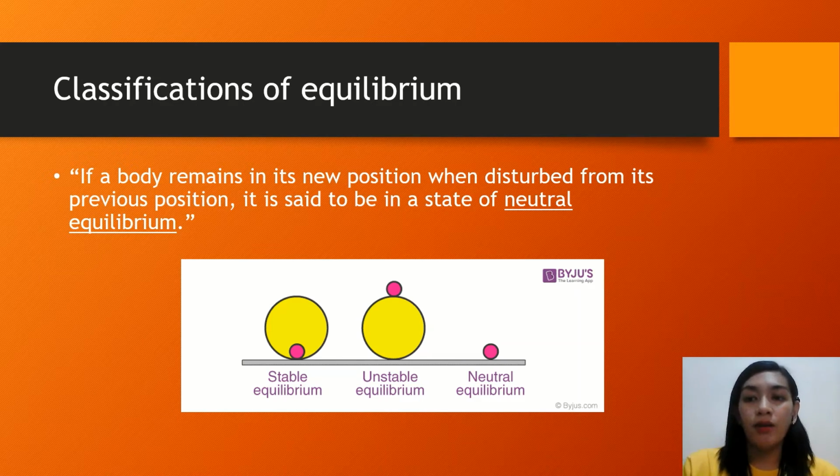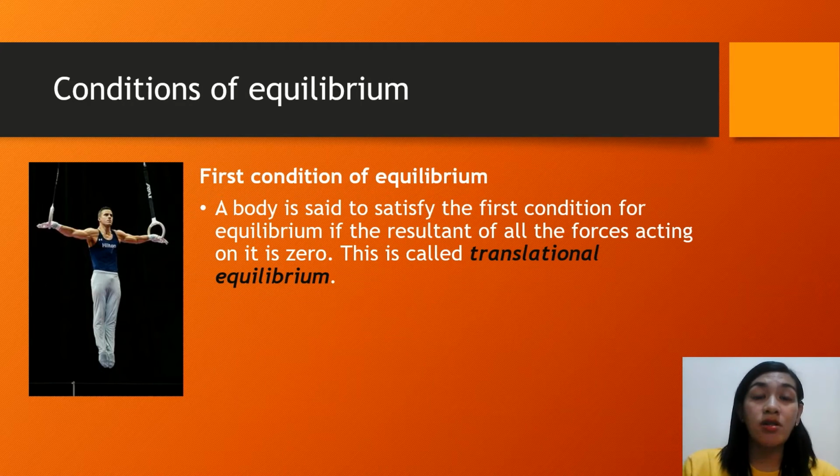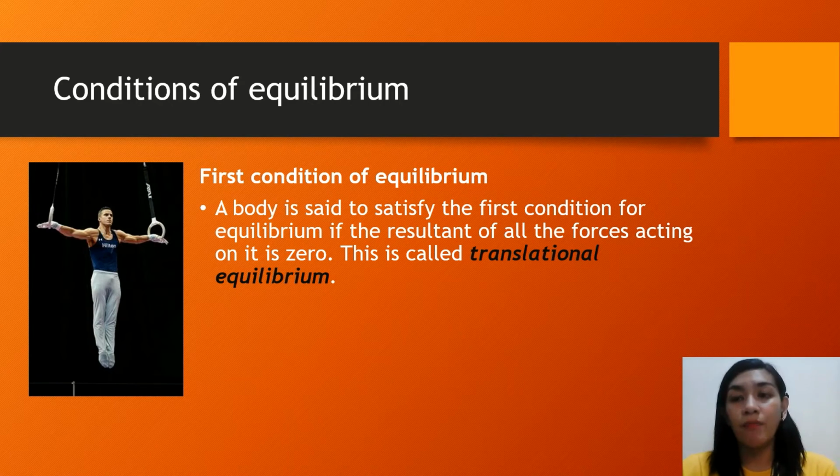Okay? Now, there are two conditions of equilibrium. Okay? So, the first condition says that a body is said to satisfy the first condition for equilibrium if the resultant of all the forces, or the sum of all the forces acting on it, is zero. Okay, so this is what we call your translational equilibrium.